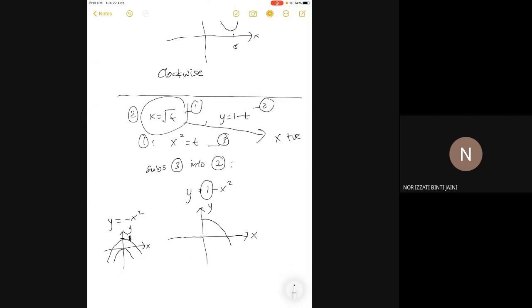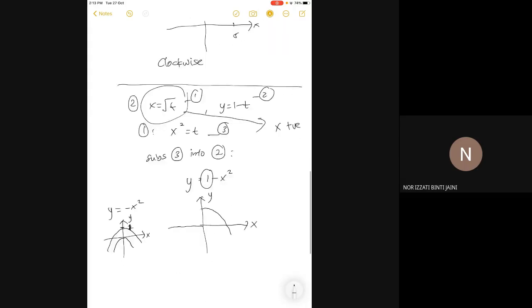So again, you just find the orientation. Orientation tu saya rasa tak masalah lah, t equals to 0, then my x will be equals to 0, then my y will be equals to 1. So start kat sini, obviously dia akan ke bawah. Okay. I think that's it for 1.1.